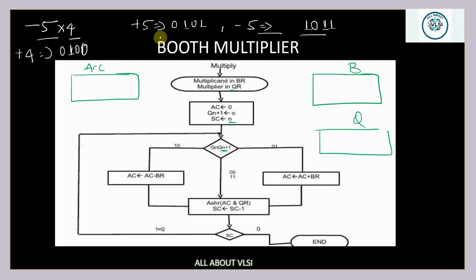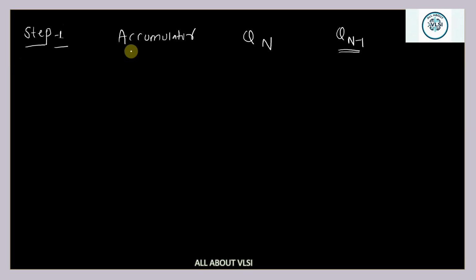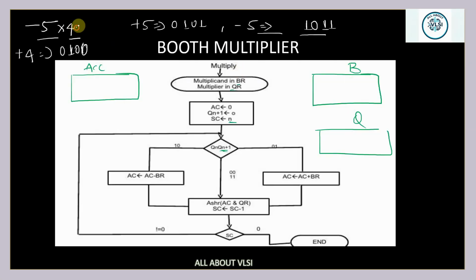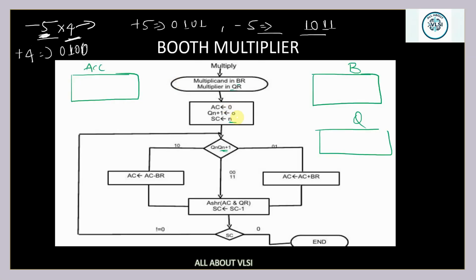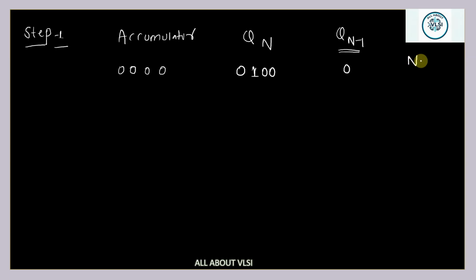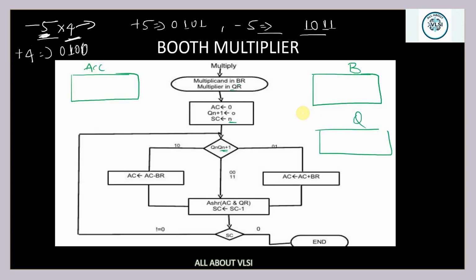So I need 4 bits for representing minus 5 and plus 4. That's the reason my accumulator is also 4 bits, initialized with 4 bits. My multiplier, which is 4, will be loaded over here as 0100, and this is my multiplicand. Qn minus 1 is initially equal to 0. Now I have loaded everything, and the n value will be equal to 4 initially in step number 1.